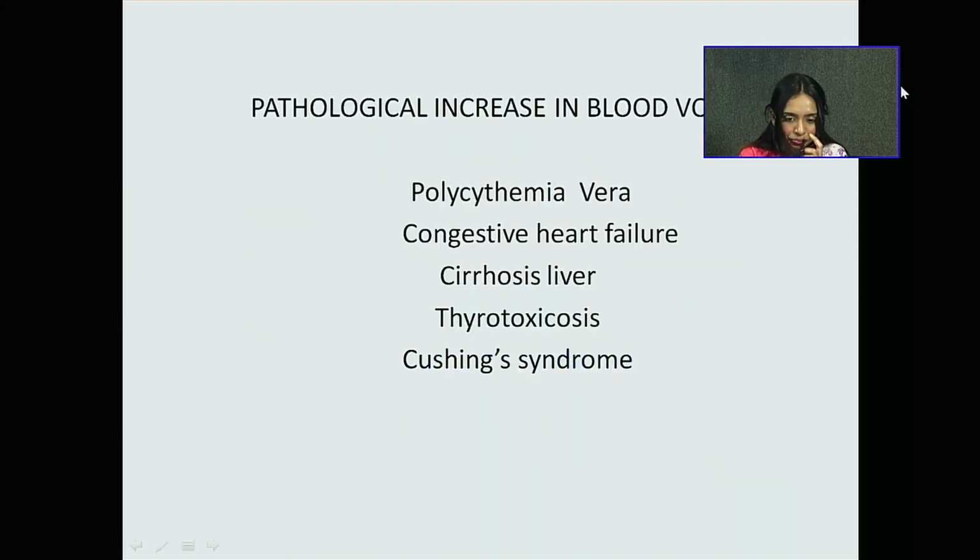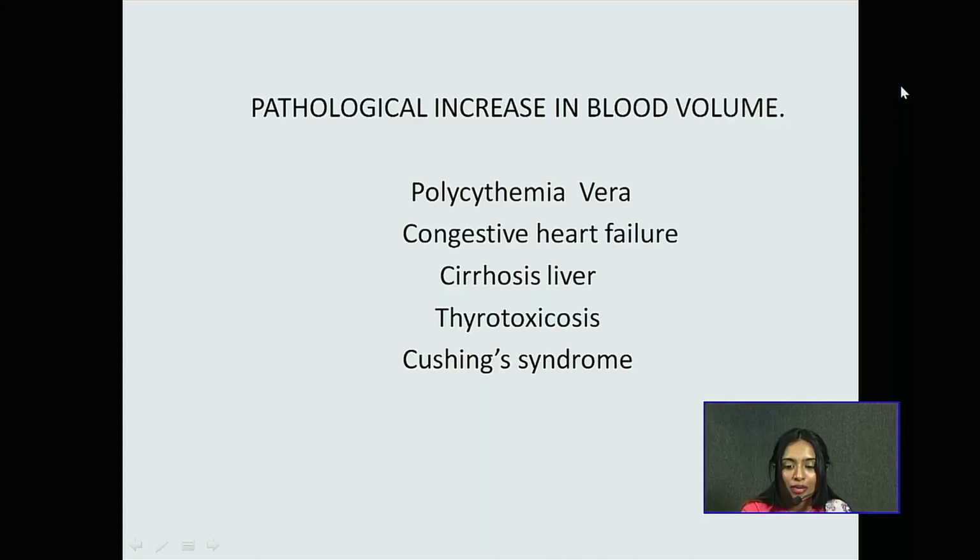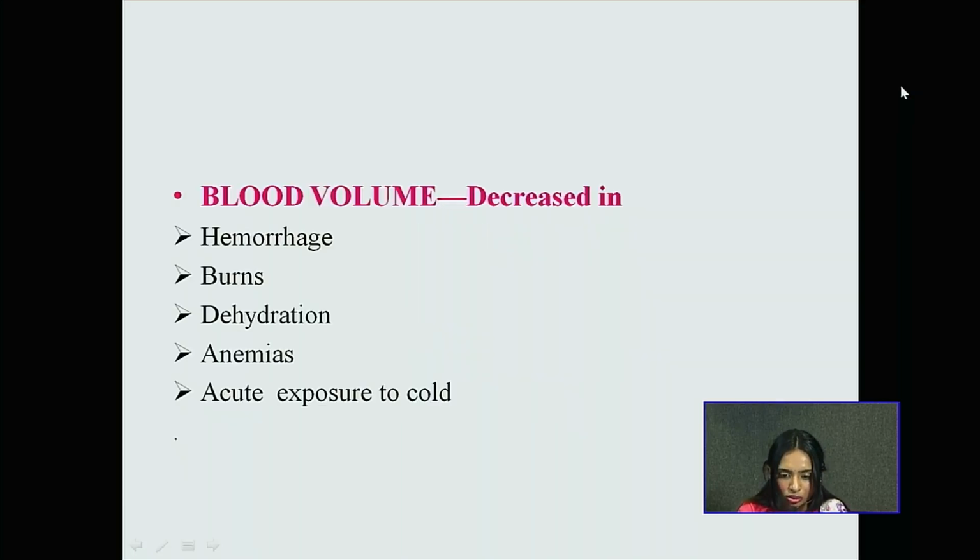Next, pathological increase in the blood volume. That was the physiological increase that is normal in any person, but pathological increases occur in a particular disease. So these are the particular diseases in which you can see an increased blood volume: polycythemia vera, congestive heart failure, cirrhosis of liver, thyrotoxicosis and Cushing syndrome. Blood volume is decreased in hemorrhage, burns, dehydration, anemias, and acute exposure to cold.